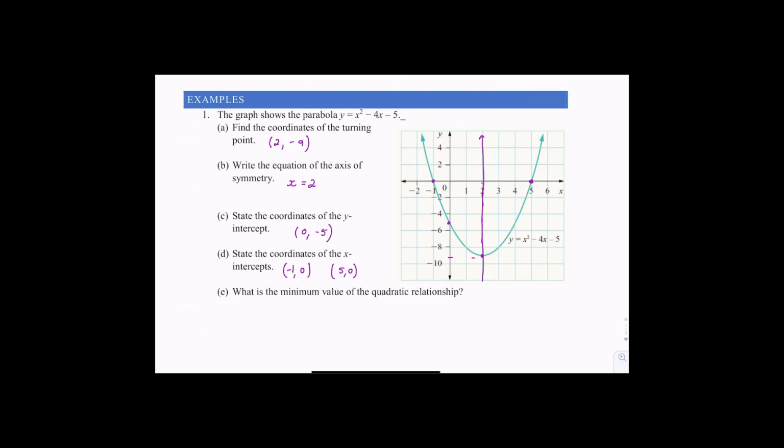And what is the minimum value of the quadratic? Well, the minimum value is the turning point, and it's the lowest y value, and you read off the y value for that point. So the lowest value is negative 9. So the minimum value of this quadratic is negative 9.